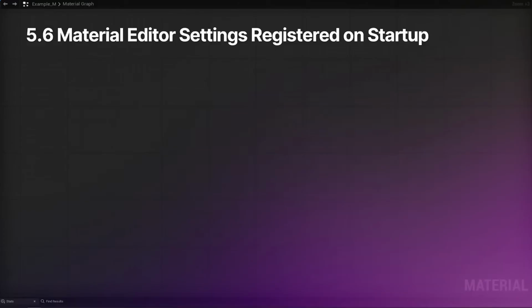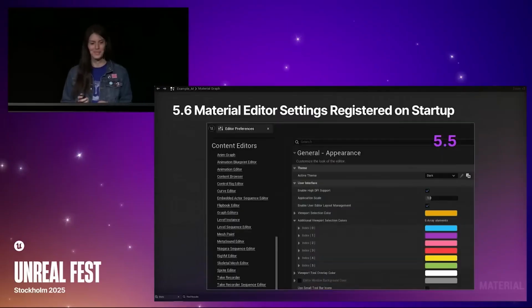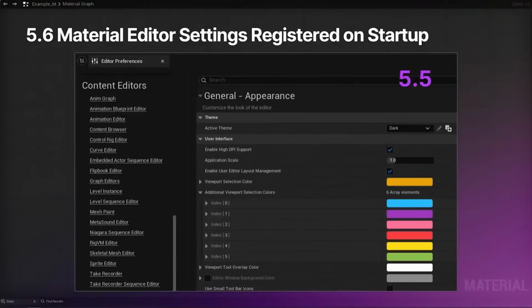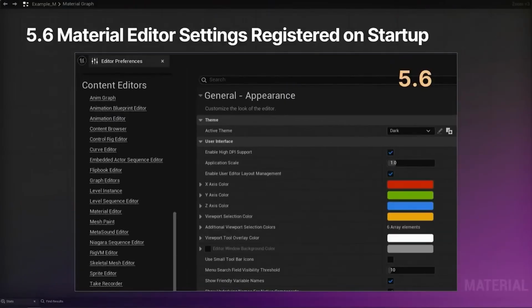Next, the material editor settings module is now registered at engine startup. This affects whether the things you search for show up. So in 5.5, if you went to the editor preferences before opening any materials in that engine session, the material editor settings were just missing. So you'd have to go out of your way to open up a material asset before actually getting access to your options in the GUI. So in 5.6, this has been fixed. The material editor module is now included in the settings list automatically.